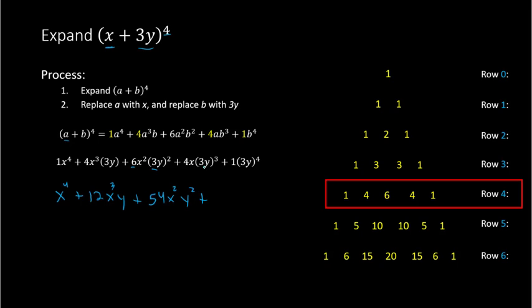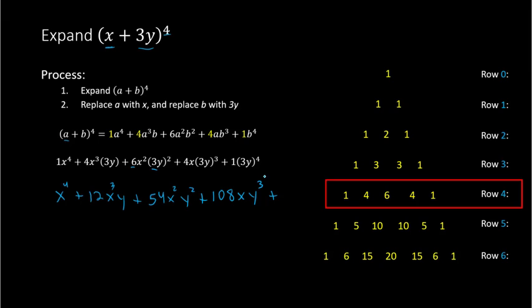The next term, we have 4x and then 3y cubed. So if we do 3 cubed, that's 3 times 3 times 3, which is 27. Times that by 4, that gives you 108. And then we have the x, and then we have a y that's being cubed.